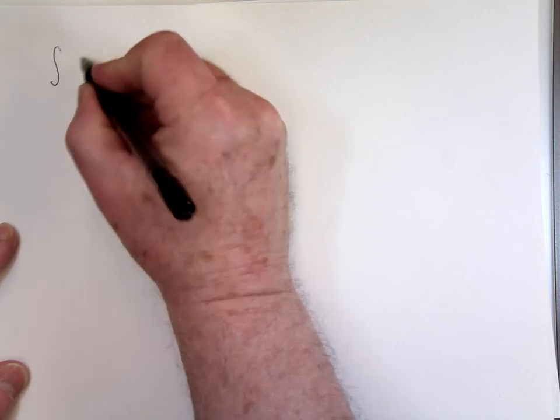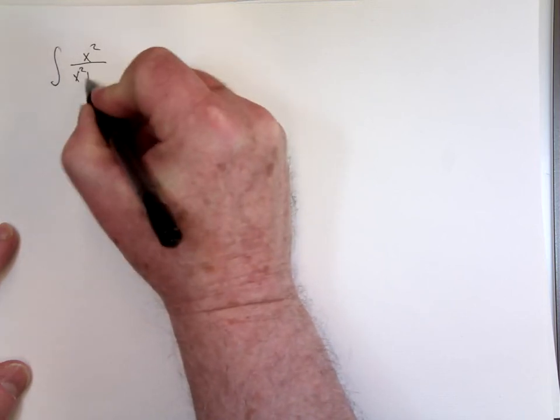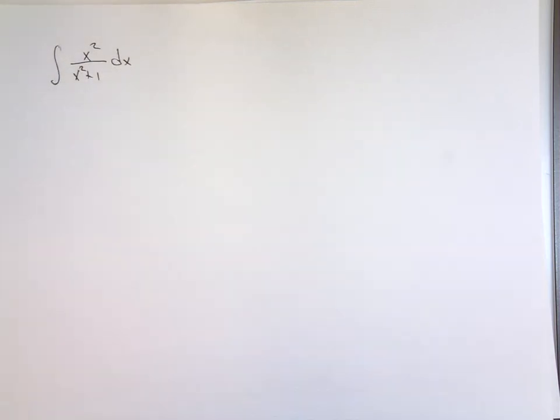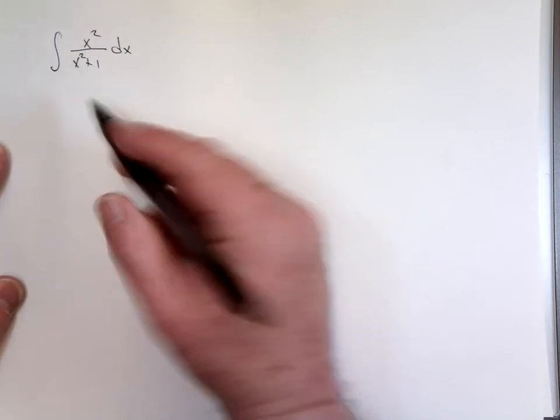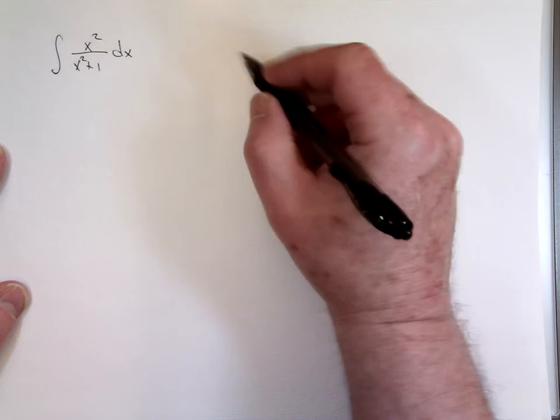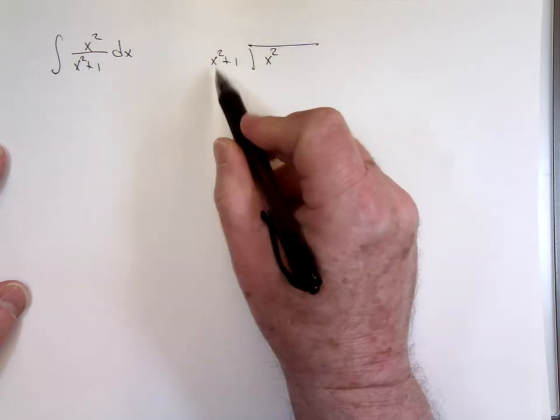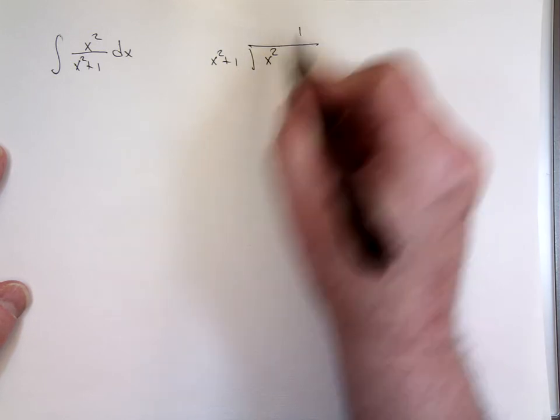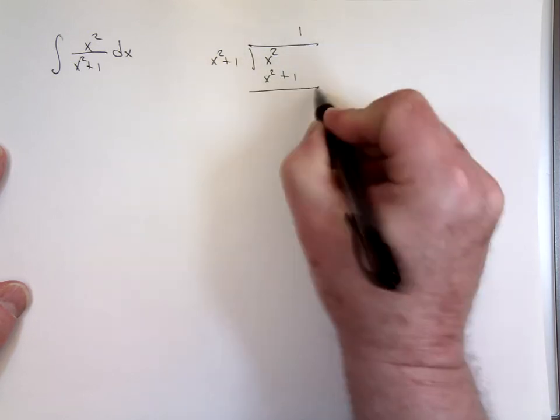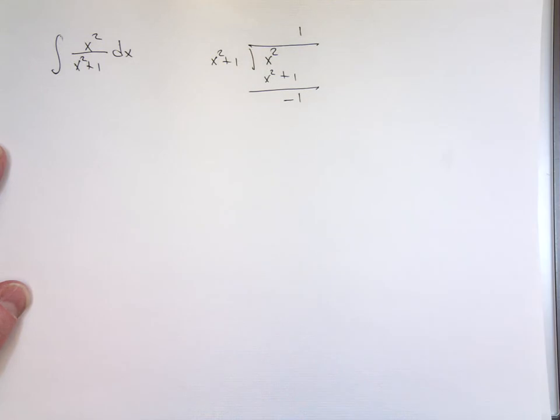x squared over x squared plus 1. First of all, what's the rule when the degree of the numerator is equal to the degree of the denominator? The rule is to do what? Divide. So let's do a divide. There's a little trick for this too. I'll show you that in a minute, but let's do the division. It's x squared divided by x squared plus 1. x squared times 1 is x squared. And subtract. So this becomes 1 minus 1 over x squared plus 1. Okay?